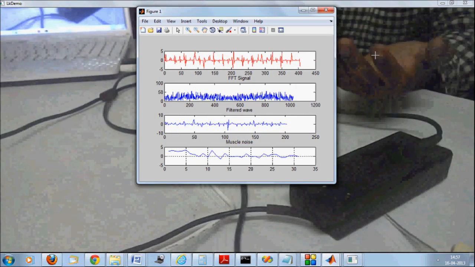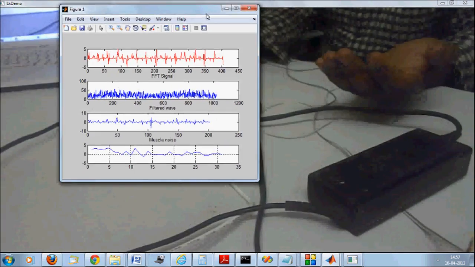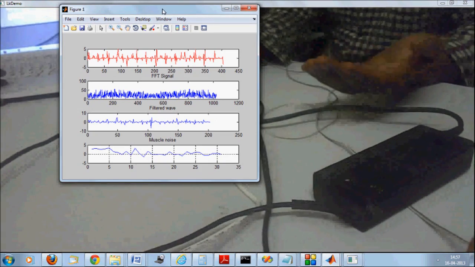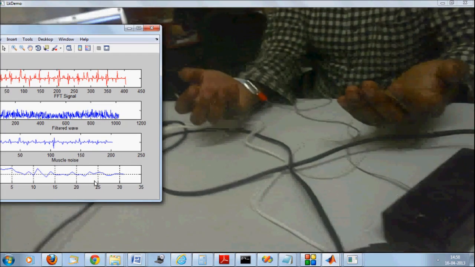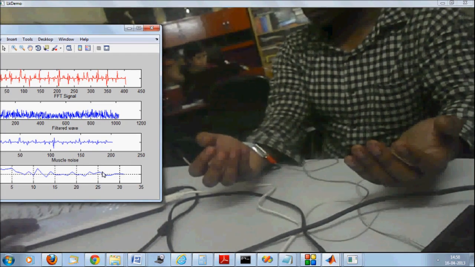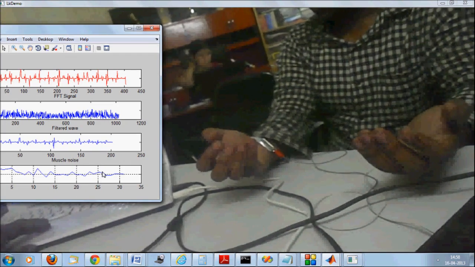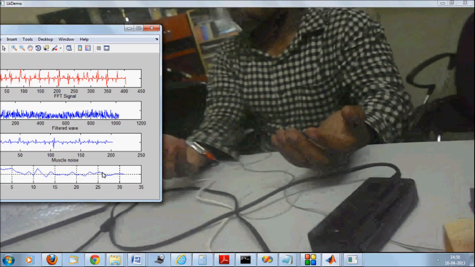If I can move this, yeah. So whenever you move your hands higher, the signal acquisition is stopped. Okay, the variation will be quite higher. So in this way we can verify how the signal acquisition takes place.